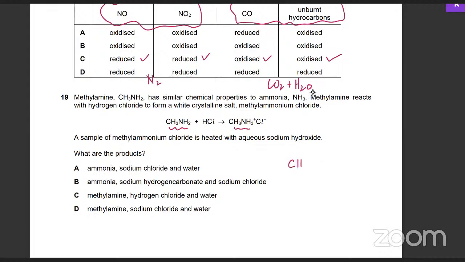Why is it able to accept H+1 ions? Because this is CH3NH2, right? N has a lone pair. So the H+1 gets attracted to it and ends up forming a dative bond. So this is what's happening. Ammonia does exactly the same thing. Clear? This is a reaction and it's acting as a base. Is this clear?